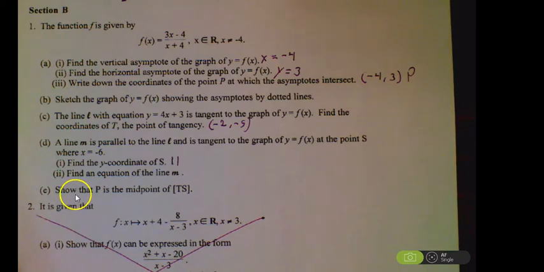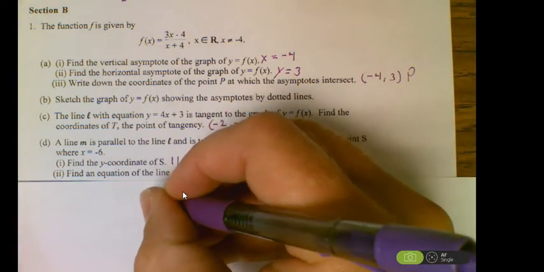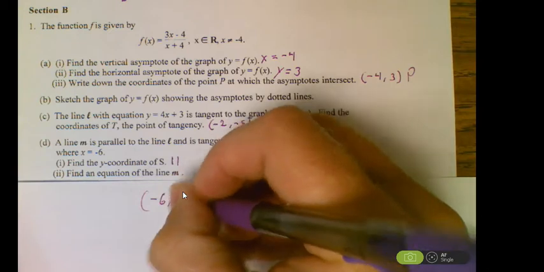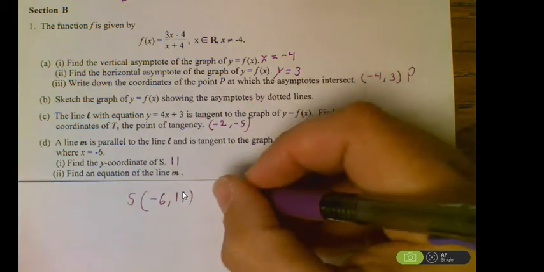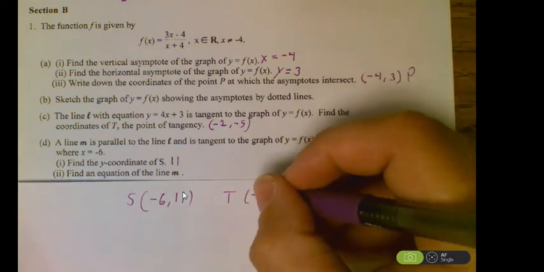Last part is part E. Show that P is the midpoint of TS. So if we find our points for T and S. We already know that point S was negative 6, 11. And point T, right up here, we had negative 2, negative 5.